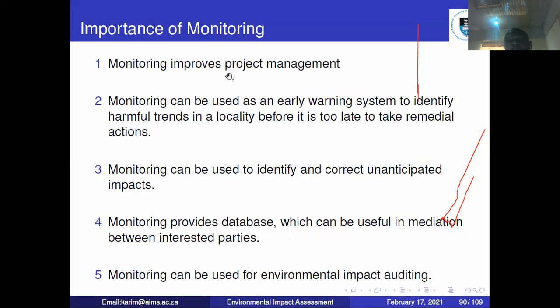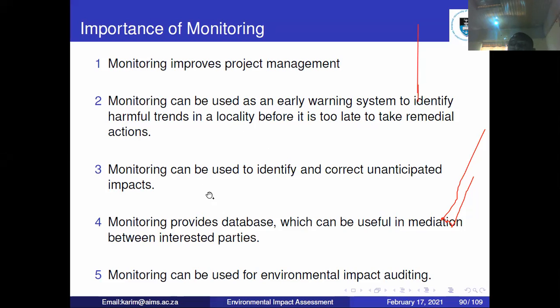And monitoring is important to improve project management. So when you monitor and gather information, you are able to know what mistakes or errors have been committed, so that you document them well for future management of environmental impact assessment. Monitoring can be used as an early warning system to identify harmful trends in a locality before it is too late to take remedial action. So when you monitor well, you will be able to see what is wrong early so that you can give warnings for remedies before it runs out of hand.